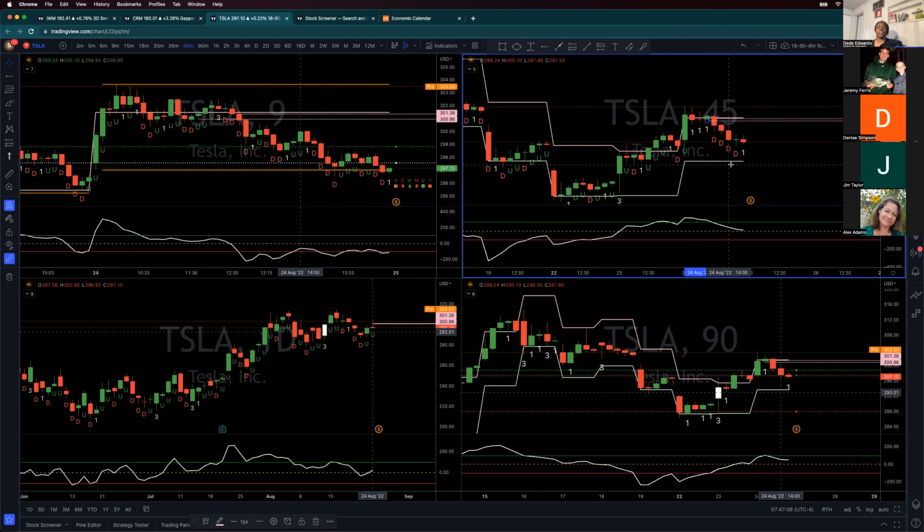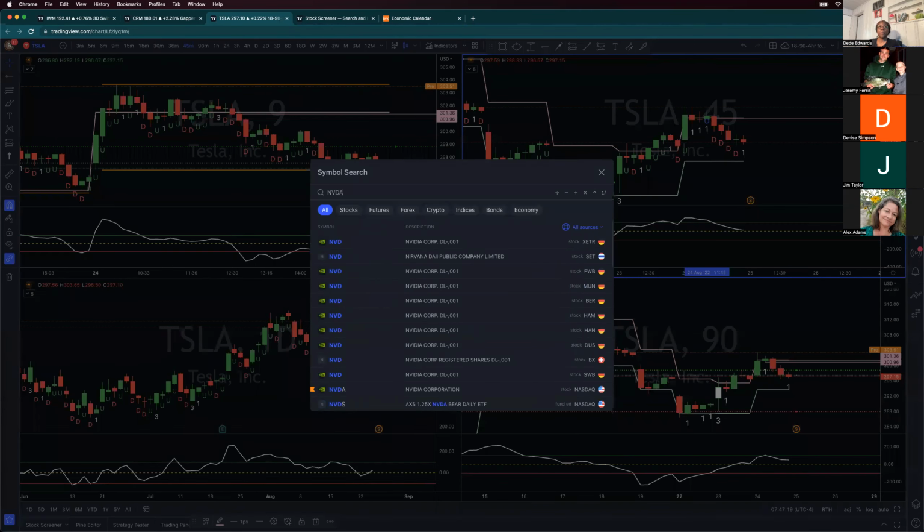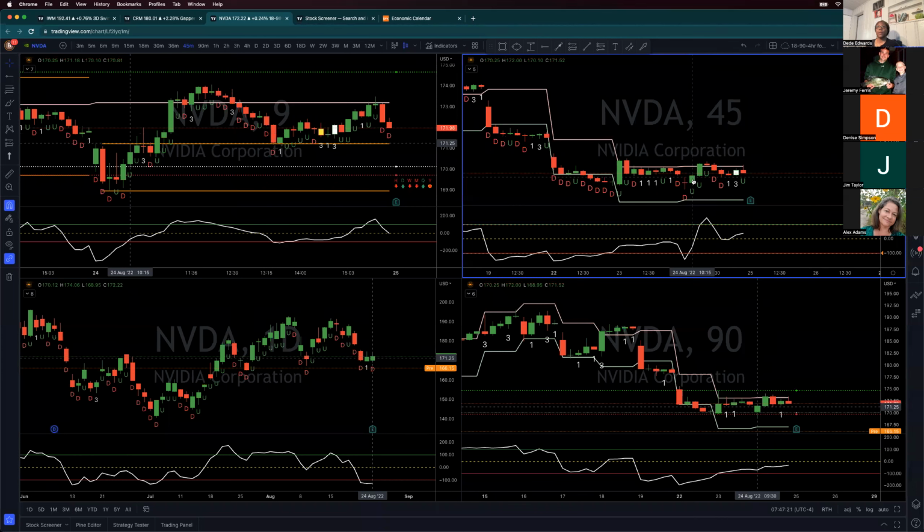Or you could have just held it. Depending on your position size, you could have held it, but there was no reversal against you here. We're trading this to the downside. NVIDIA, same thing. All right, you had your opportunity on the upside.